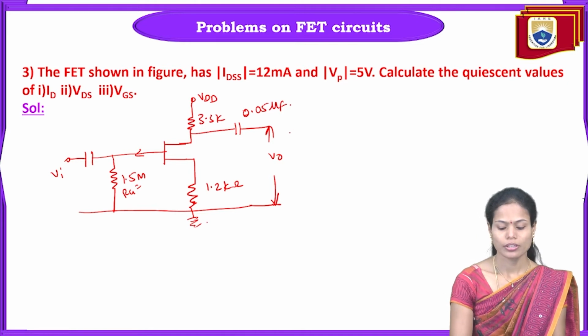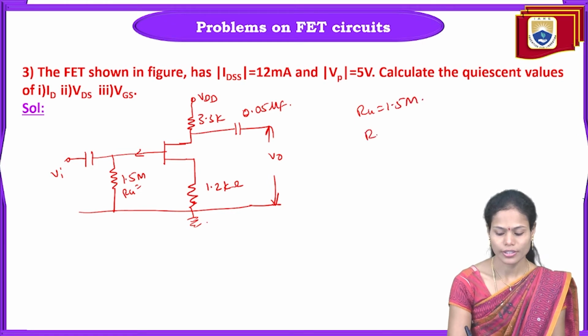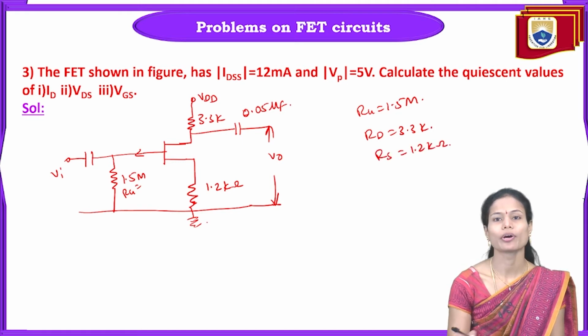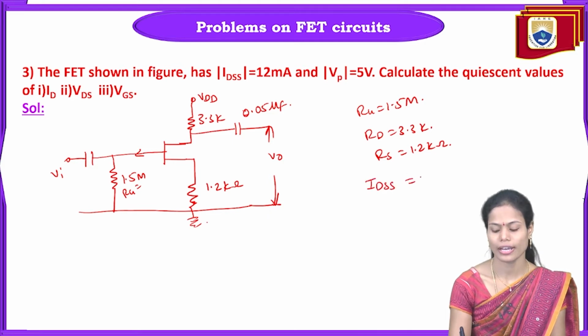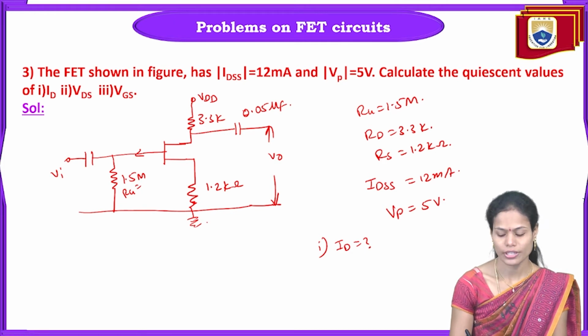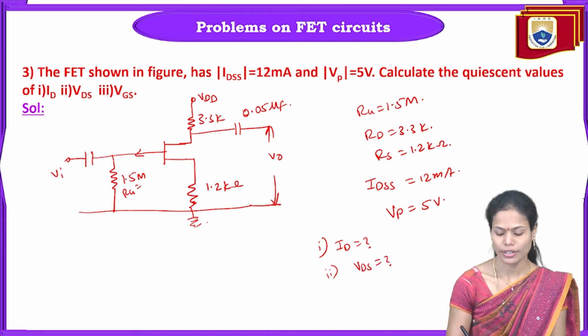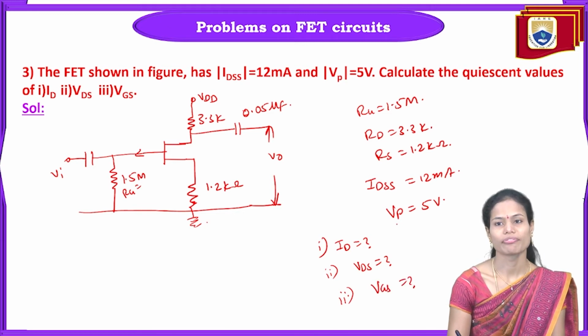So from this circuit, we can get the values of gate resistance 1.5 mega ohms, drain resistance 3.3 kilo ohms, and source resistance 1.2 kilo ohms. Also given is the drain saturation current as 12 milliamps, and the pinch-off voltage of the FET is 5 ohms. From these we need to calculate how much drain current is flowing in the output terminal of the FET, how much drain to source voltage is required to flow that much current, and how much gate to source voltage is required to run this particular FET.